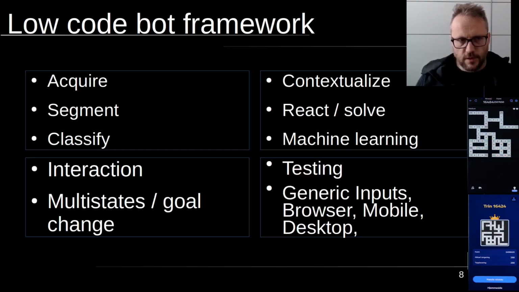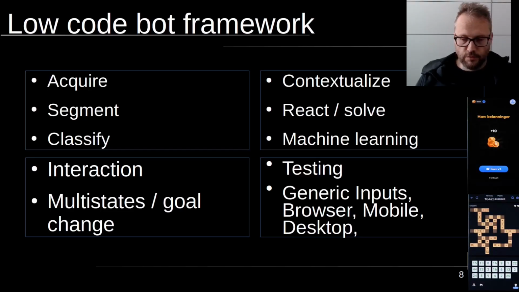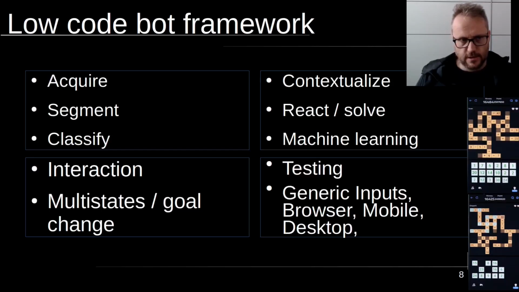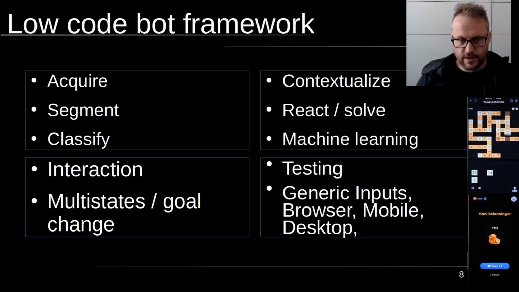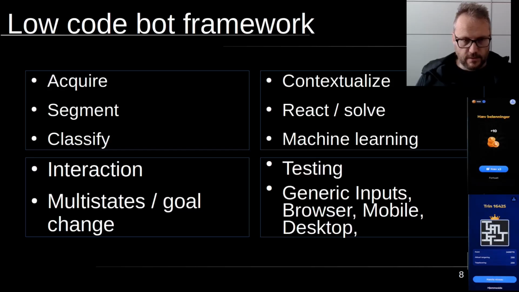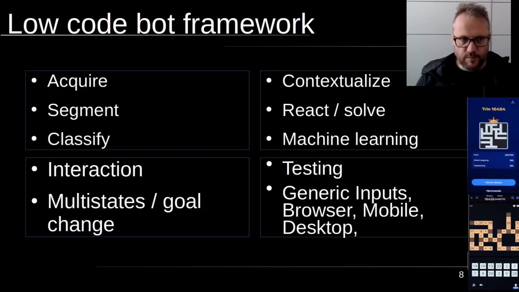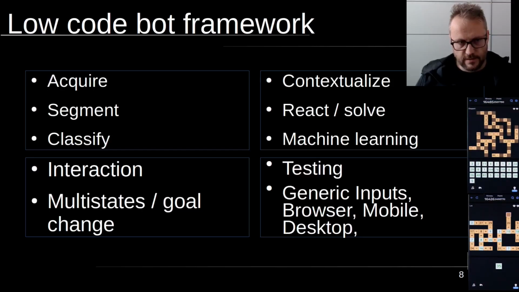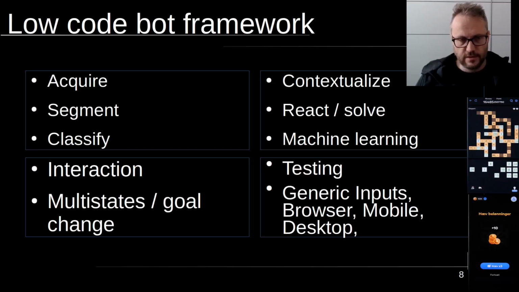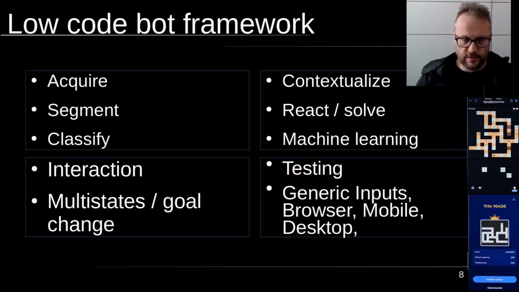Now, I have been talking a lot about the overview of this bot I have created, not really gone into any details, but one thing that I find quite interesting is how we could create a generic bot framework for solving games. So the different pieces I'm thinking of would be acquire, segmentation, and classification, then some kind of contextualization. We need to be able to react and solve.